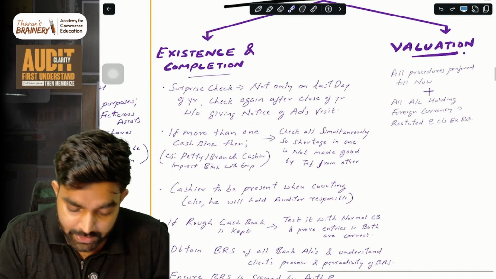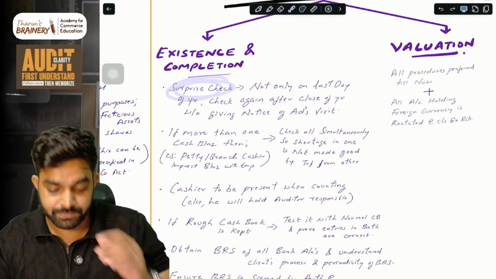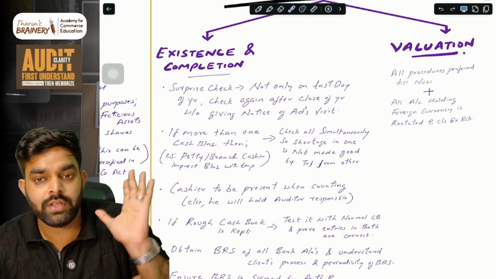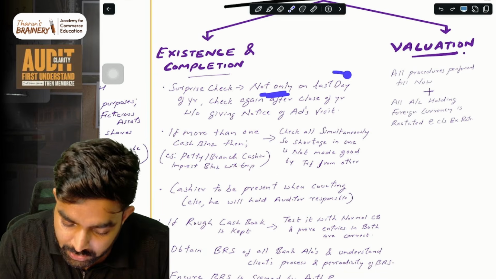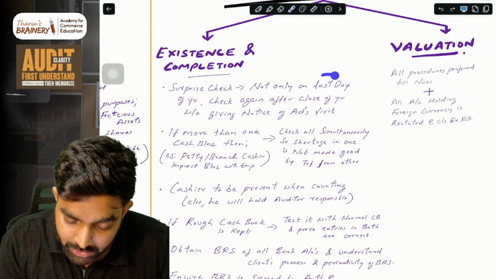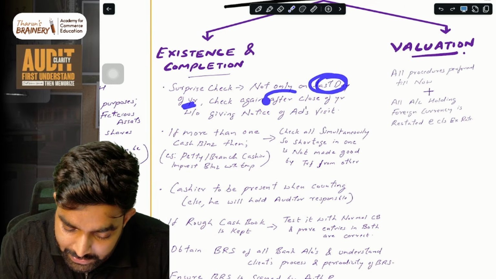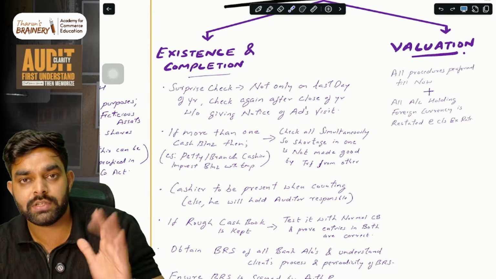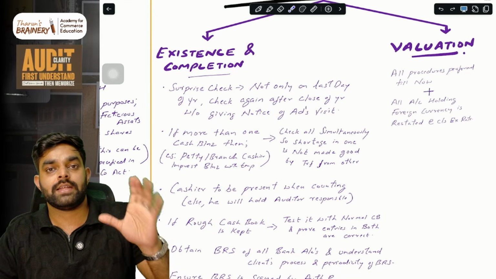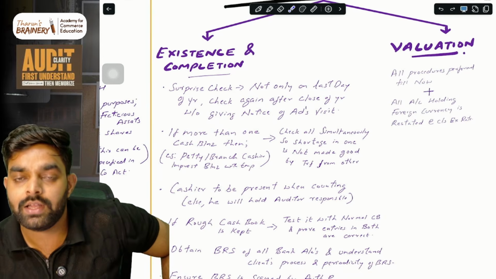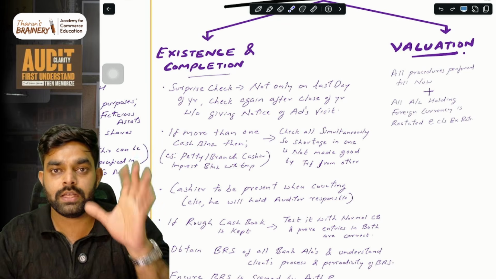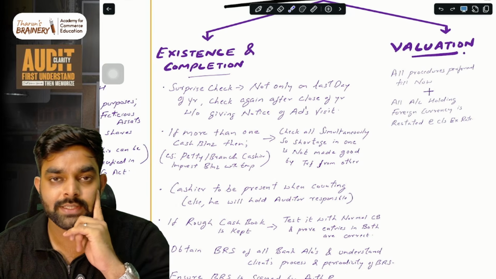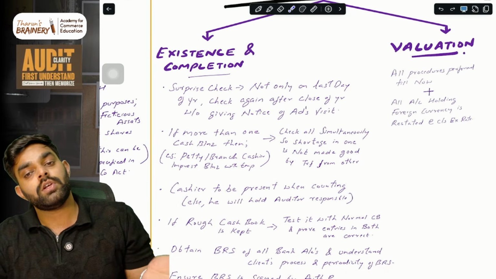So first thing for that we will do is called a surprise check. Surprise check, that is, on the closing date, we go and check. Not only on the last day of the year, check again after the close of the year also, without giving notice of the auditor's visit. That is, on 31st March, you may go and check whatever cash in hand they are saying, 10,000, make sure 10,000 is there in their drawer also. But they know that we will be coming and checking on 31st March anyway. So you can do it on some other days also.